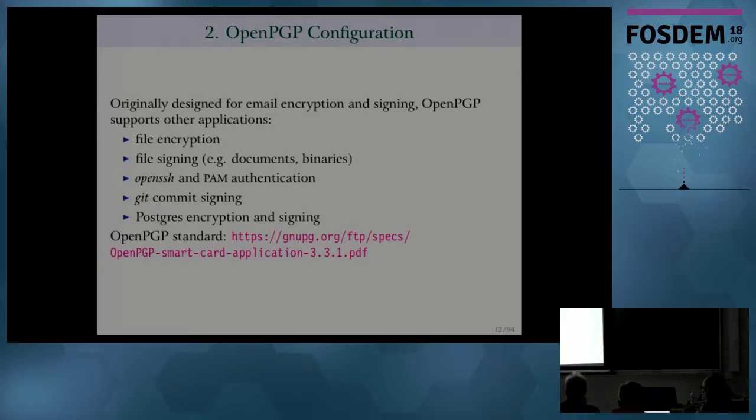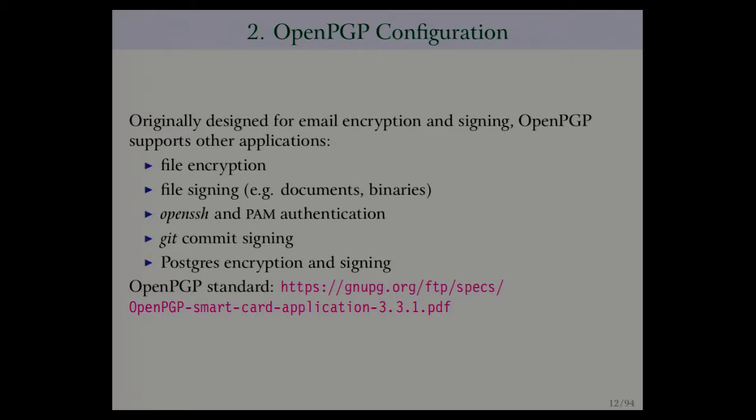Number two, OpenPGP. You're probably familiar with that. It's the command line tool that most people use for cryptographically signing things like emails and documents. This can also use the YubiKey in some really interesting ways. Originally designed for email, but also now used for signing and encryption. It does file encryption, signing, Git signing, even Postgres stuff actually uses this.